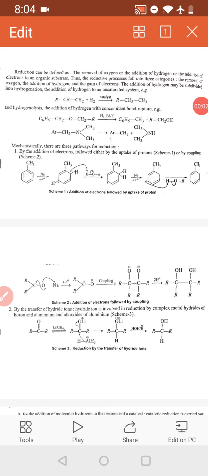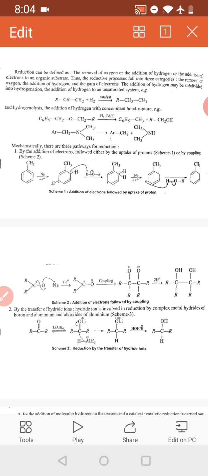गुड मॉर्निंग स्टूडेंट्स। एमएससी फाइनल के पेपर 5 ऑर्गेनिक सिंथेसिस में आज हम रिडक्शन का चैप्टर स्टार्ट कर रहे हैं। We start with what exactly reduction is. See, we can define reduction in 3 ways.